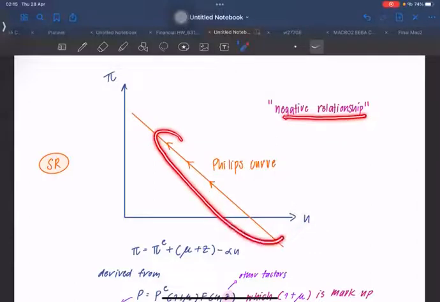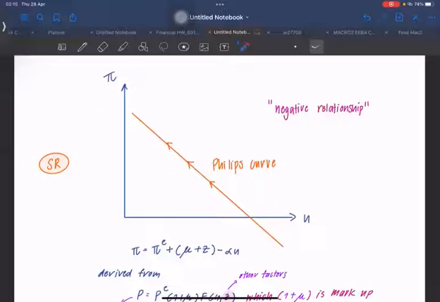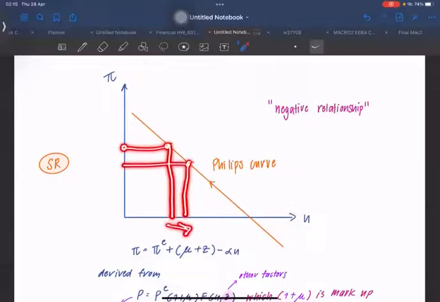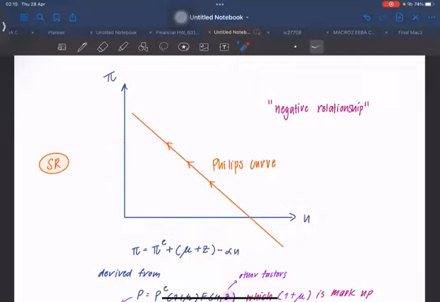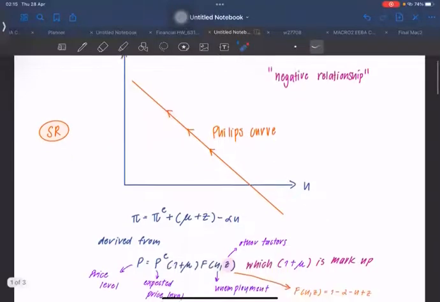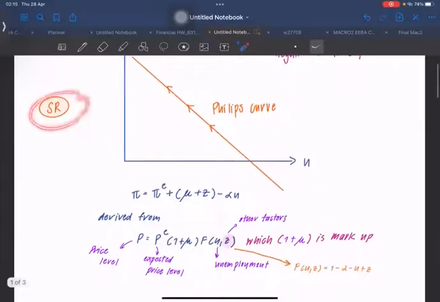This line we will call the Phillips curve, and we can see it is obviously a negative relationship, which means we assume this is the unemployment and this is inflation. When the unemployment increases, the inflation would decrease. And that is the meaning of the negative relationship, in the short run only.